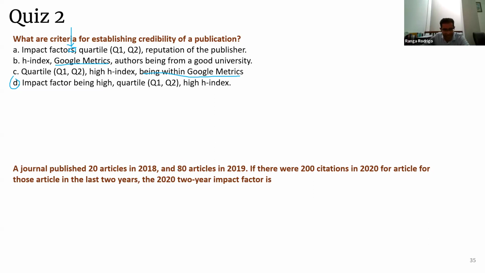Citations for those articles. So there have been 80 articles and 20 articles, so 100 articles altogether in 2018 and 2019. And there have been 200 citations for those. So the number of citations divided by the number of articles in the last 2 years, 20 plus 80. This is the 2-year impact factor. So the 2-year impact factor is 2.